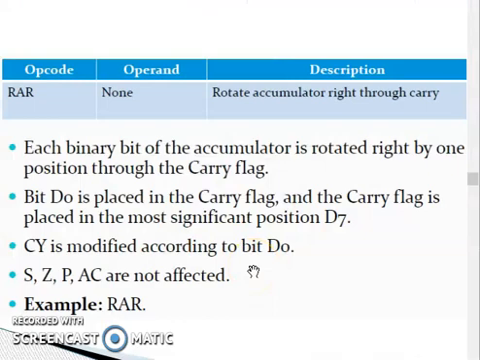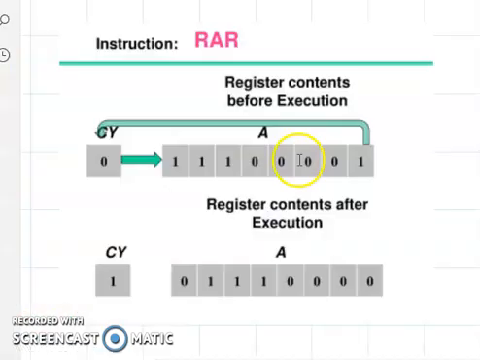The next instruction is RAR. RAR means rotate the content of accumulator right through carry. That means each bit of the accumulator is rotated towards right by 1 position through the carry. That means the D0th bit is placed in the carry flag and the carry flag is placed in the most significant position. I will show this one.